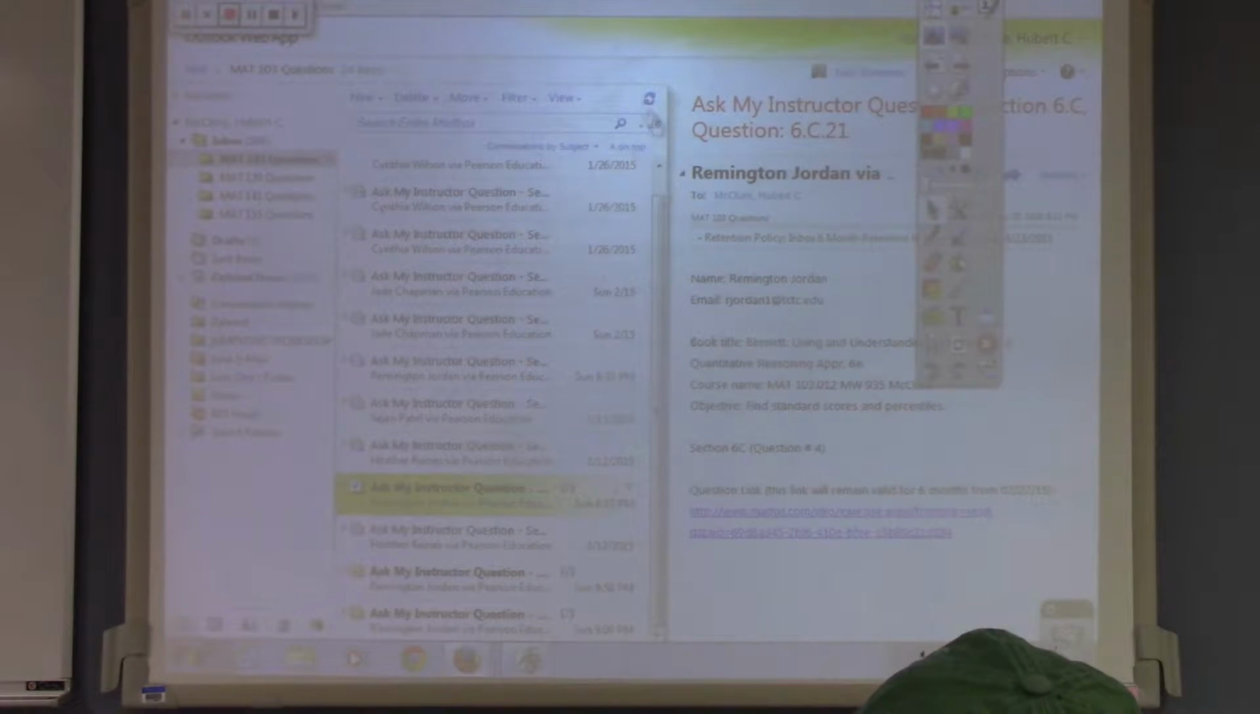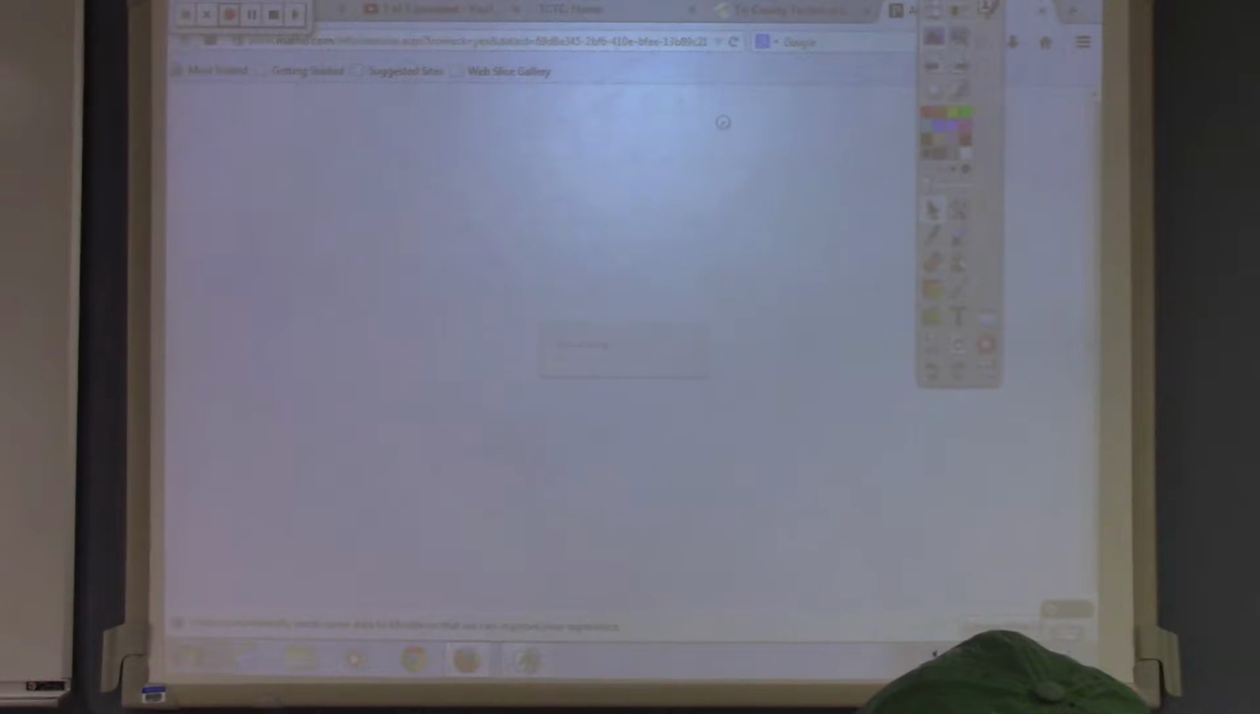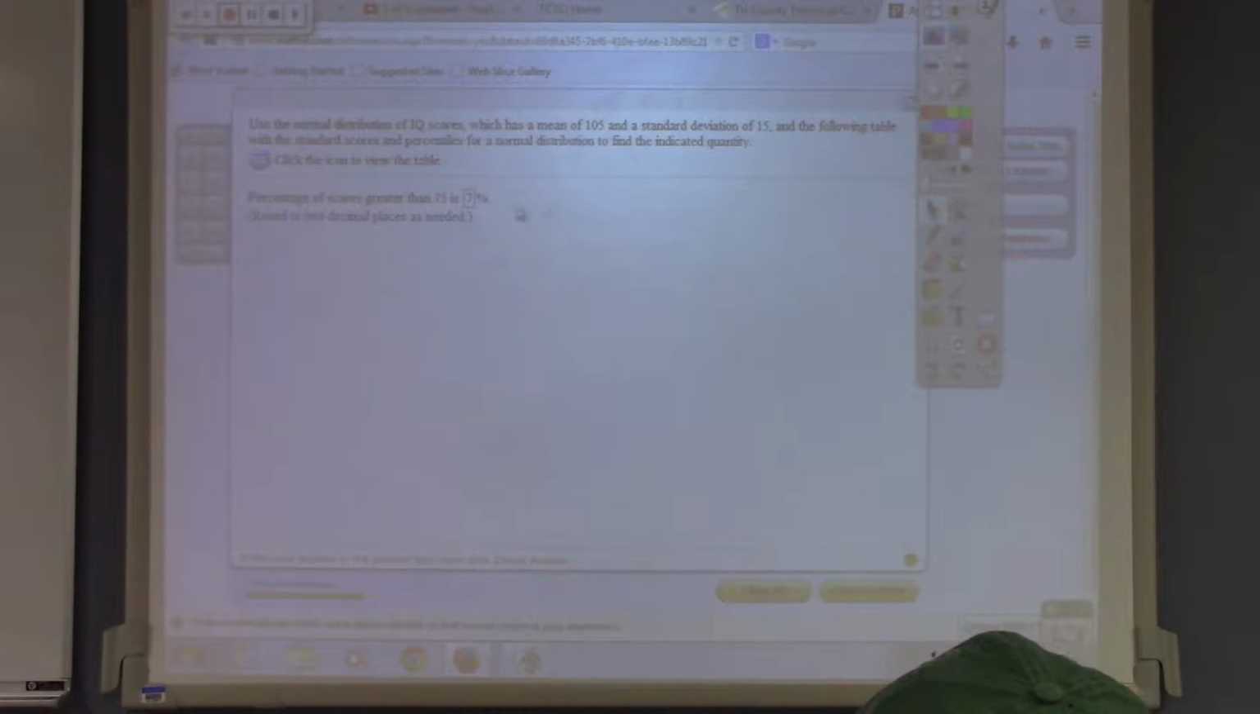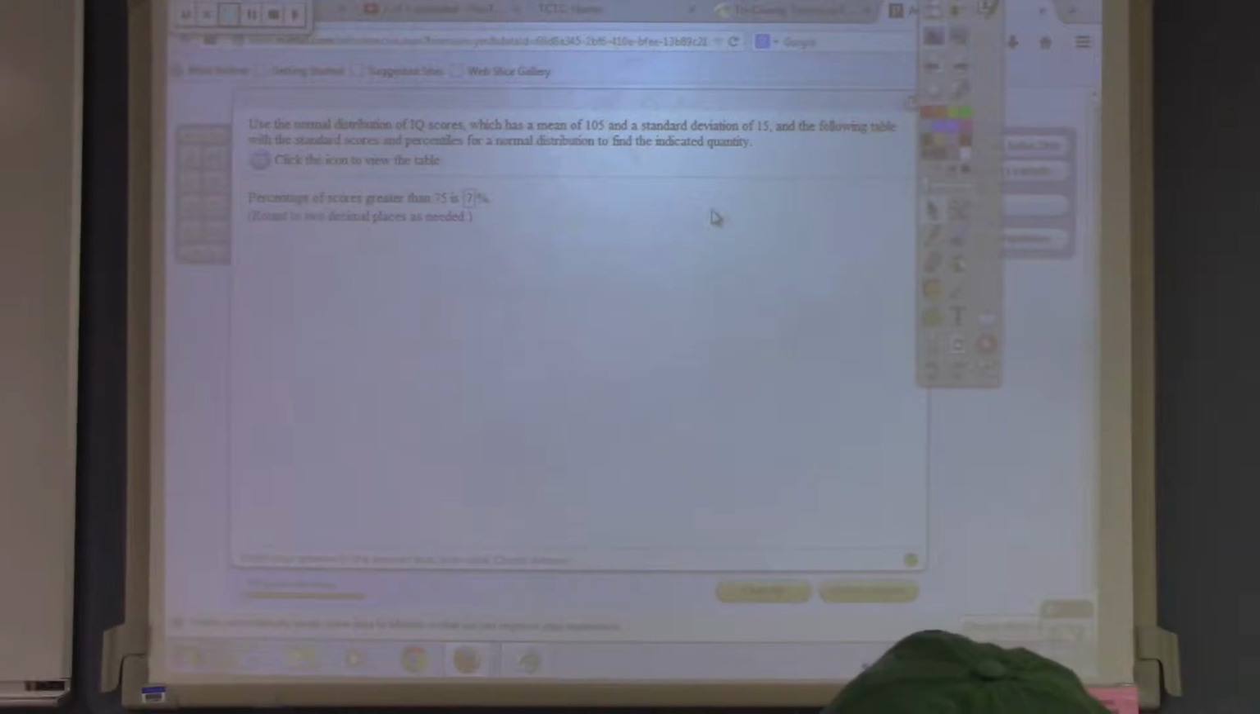The caramel one. Let's look at the caramel one. This is 6C 21-4. All right, try this one for those that are listening. Use the normal distribution for IQ scores. Find the Z-score using 105 and 15 for 75. And then tell me the percentage by using the table.